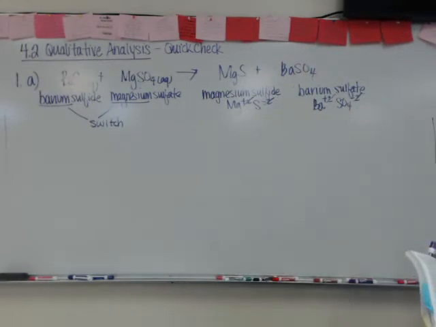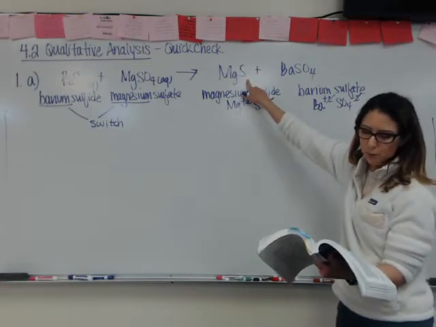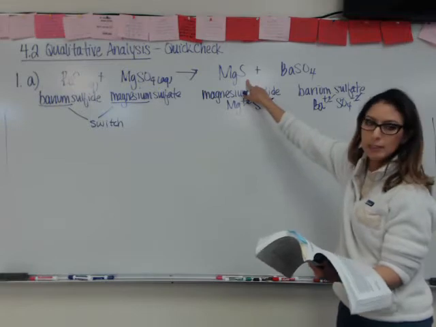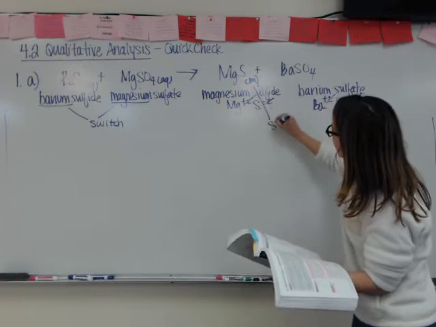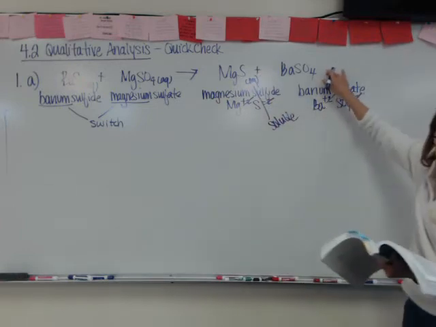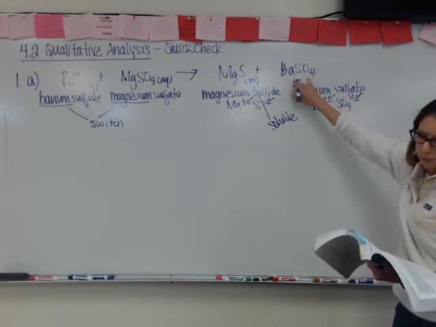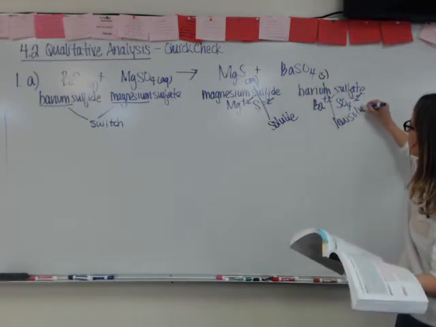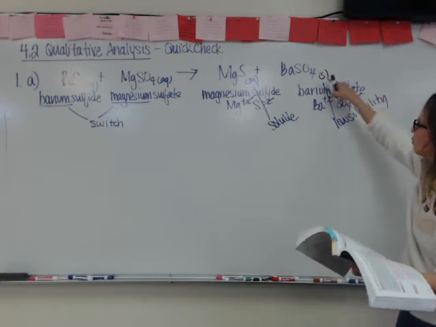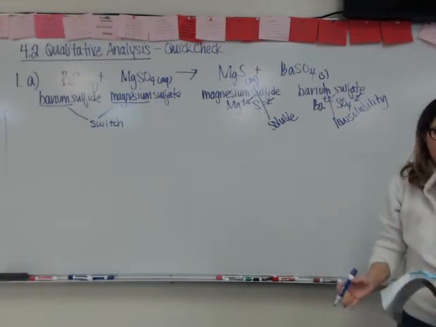Now, in order to predict the states of matter, you've got to use the solubility rules on the previous page. Sulfides are about halfway down the table. Sulfides, if it contains magnesium, are soluble. So that means you would put an AQ after this. Sulfates, which are halfway down the table, if it's with barium, have low solubility. So you're going to put a solid after it. And this is your precipitate. So the answer for 1A is simply BaSO4.